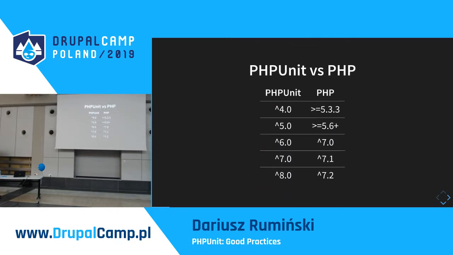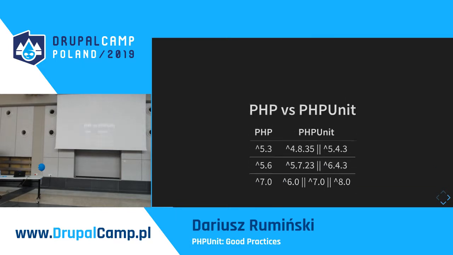Let's take a look at which PHP engine we can use for a given PHPUnit. With every single major bump of PHPUnit, we also bump the PHP engine requirement as well. Nowadays we bump the PHPUnit major every year in the first quarter. But that's kind of a boring table. Let's see the vice versa.